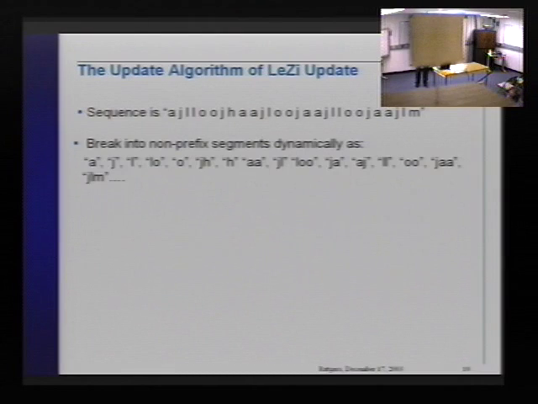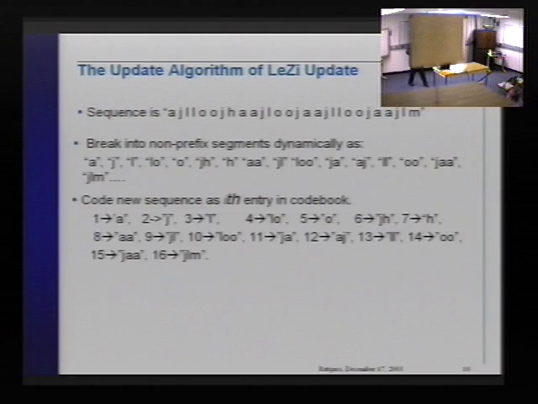So you break it up into non-overlapping segments, and then you code the new sequence as the ith entry in your code book. So for example, and this is what the mobile node is doing, just to give you a flavor of the algorithm. The mobile node is saying that my first entry in the code book is A, second entry is J, third entry is L, fourth is LO, and so on.